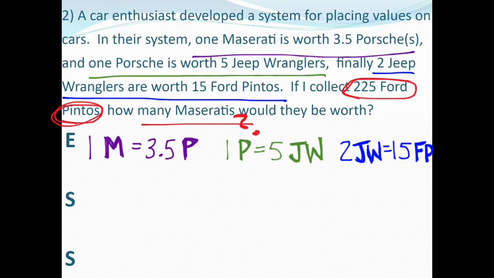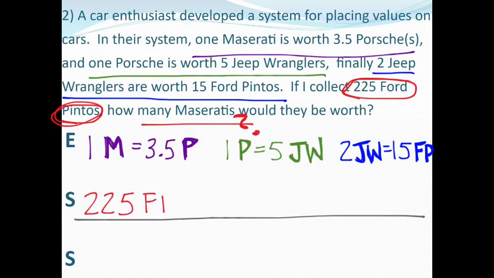So hopefully that's enough for us to set up and solve this next dimensional analysis structure. And remember that we always start with our given. So that's about as far as I'm going to be going. 225 Ford Pintos, which I am going to abbreviate FP, just like what I did up there in my equations. And at this point, I'd like you to try and finish this out. See if you can get to an answer. I will let you know that this answer should be between 1 and 5. So we're not going to have very many Maseratis, even if we do trade in all of our Ford Pintos.